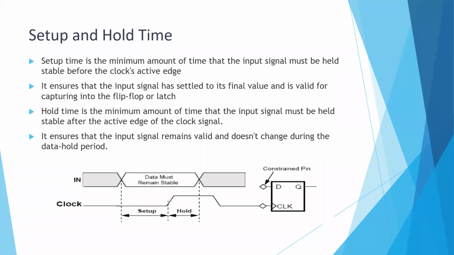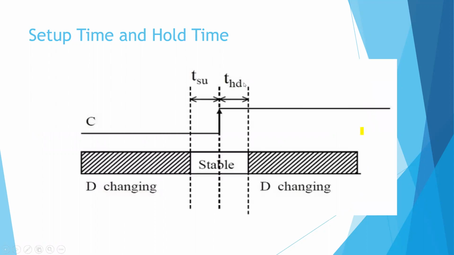Next, in another diagram, we'll try to understand this in much more detail. Your clock is going from low to high. This is the active edge of the clock. And this is the data. The data can change, but during this portion, this time period, it must remain stable. This is called setup time. Similarly, after the clock hits, the data must remain stable for this much duration. This is called hold time. And after that, it is allowed to change.